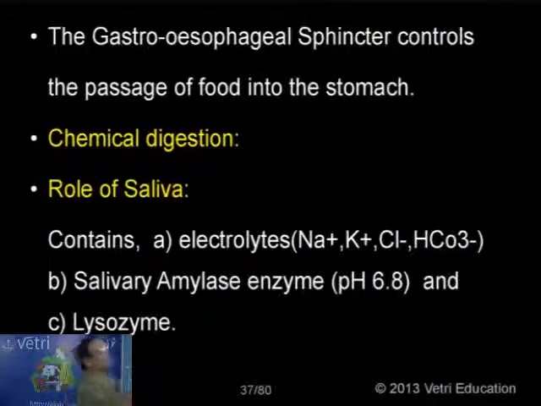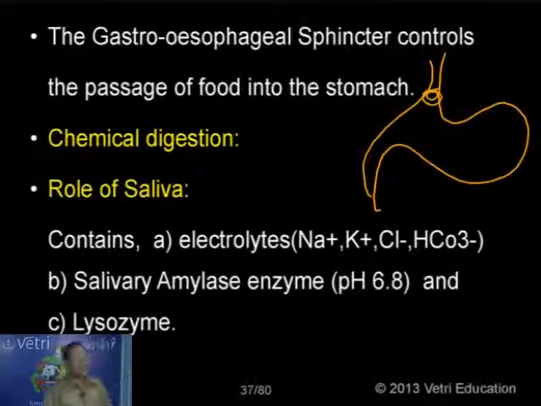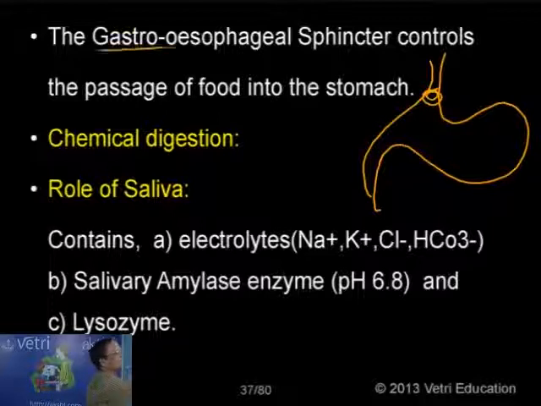Now at the junction of the esophagus and the stomach, there is a sphincter. The name of the sphincter normally found here is the gastroesophageal sphincter. It is also called the cardiac sphincter.